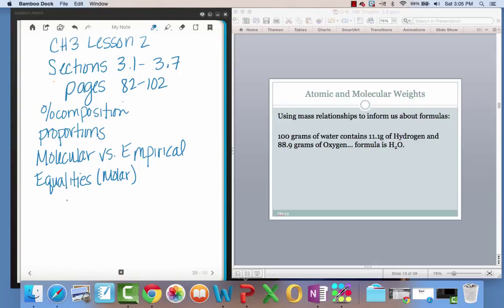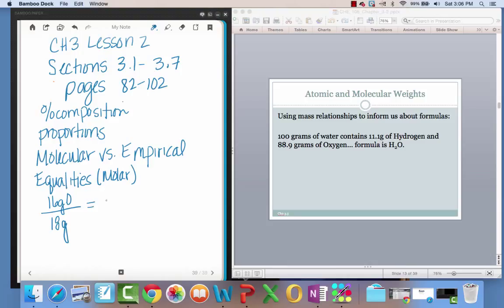Okay, so looking at this first, it says 100 grams of water contains 11.1 grams of hydrogen and 88.9 grams of oxygen. The formula is H2O. So how do we determine that? Well, we could set up a proportion. I'm just going to use round numbers, that oxygen is 16 grams. And you know that in water there is one oxygen. So you have 16 grams of oxygen in one molecule of water, which has an approximate mass of 18 grams. And I'm just using rounded masses right now to show you the relationship.